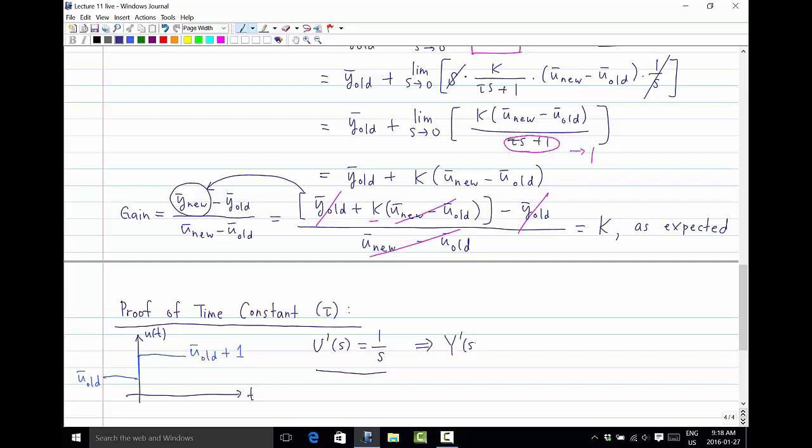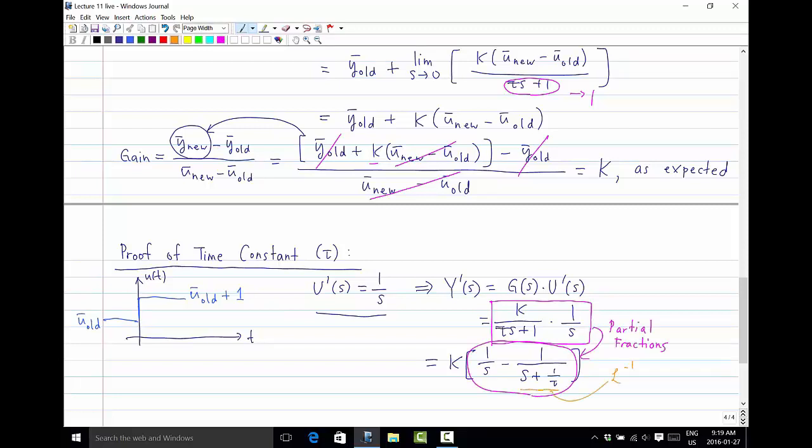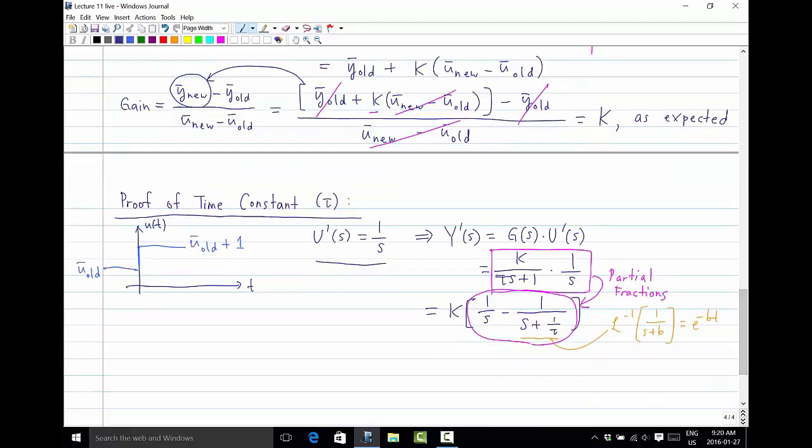Substitute in for y deviation of s and use partial fractions to separate the two Laplace transform fractions into easily invertible ones. When we invert y of s, we realize that the second term, 1 over s plus 1 over tau, is simply an exponential term with the constant 1 over tau. The first term, 1 over s, simply inverts to the step function.